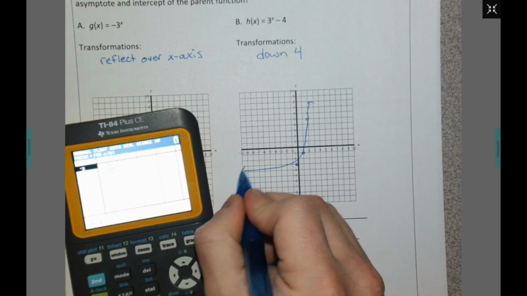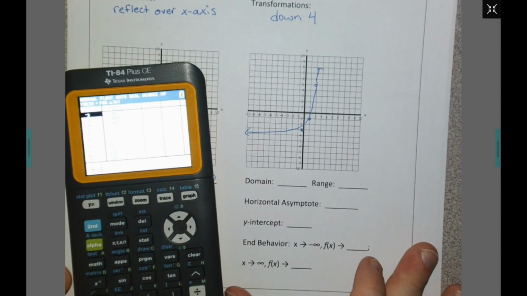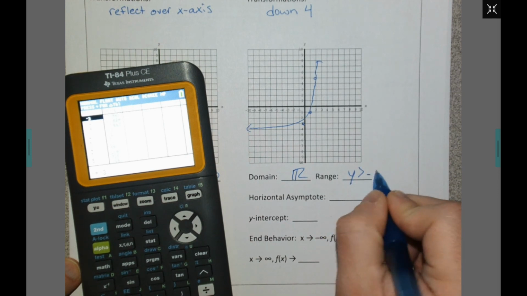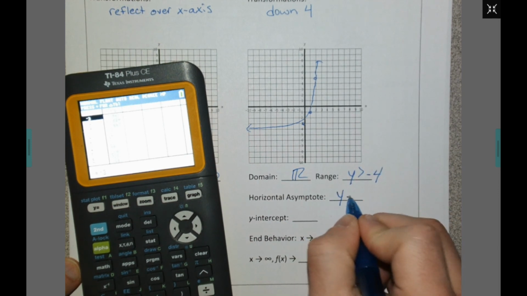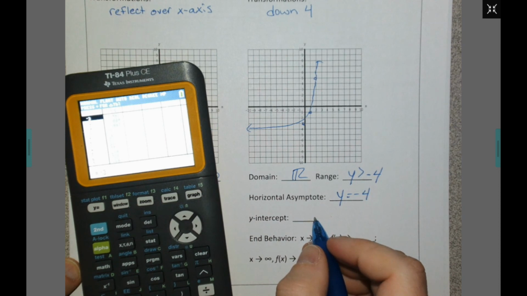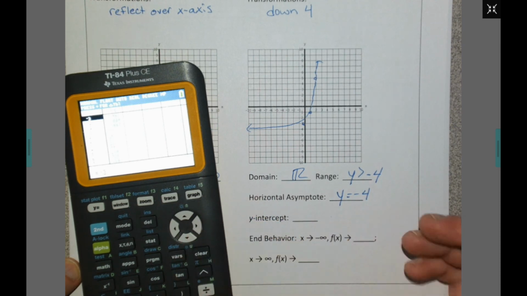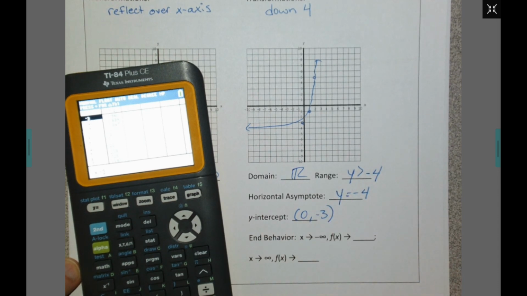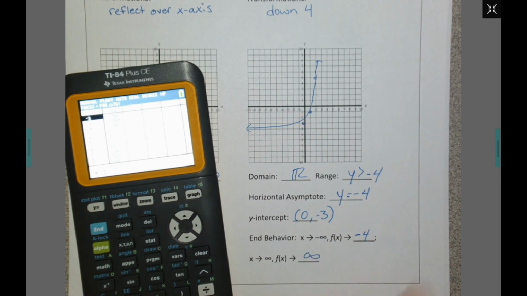coming up like that. Again, answering the questions, you got domain, all reals. Range is y greater than negative 4 on this one. Horizontal is y equals negative 4. Y-intercept. Y value when x is 0 is 0, negative 3. And then end behavior, as I go to the left, we're approaching negative 4. As I go to the right, we are going to infinity.